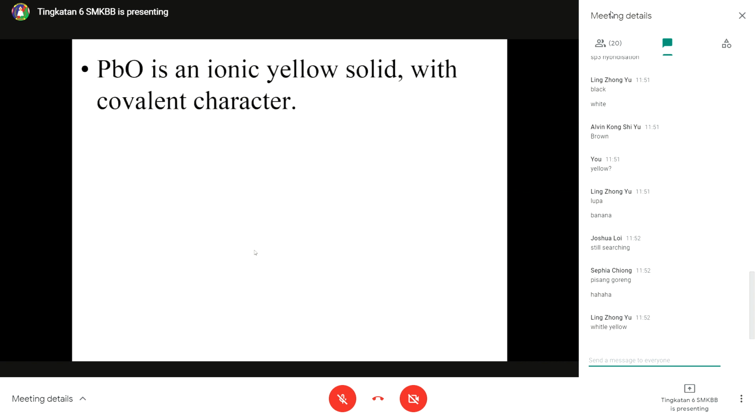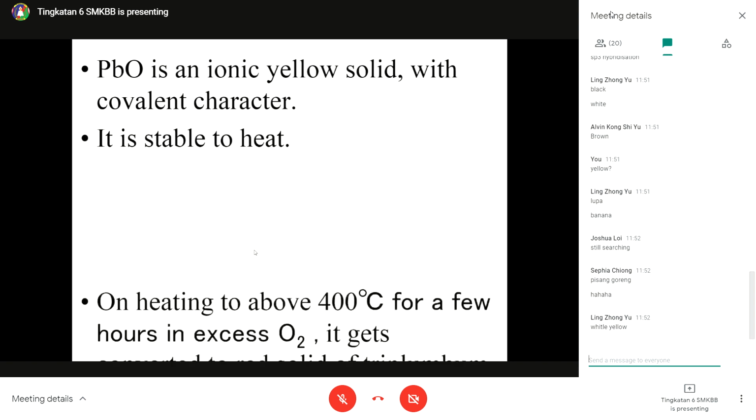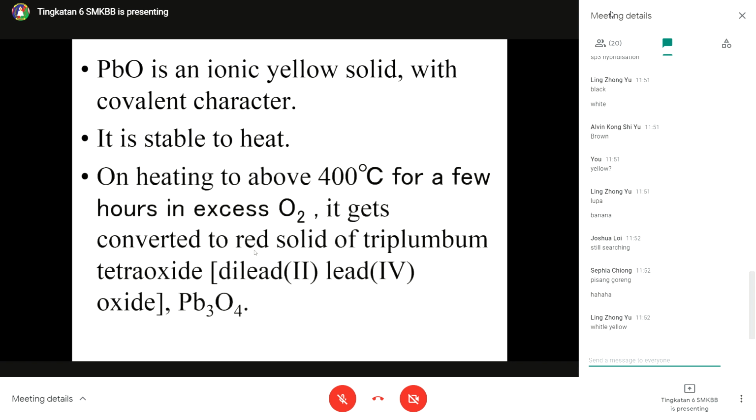Okay, of course, it is an ionic compound, but with quite strong covalent character. And then of course, it is stable to heat. In other words, it's not going to decompose easily. If you heat it strongly, let's say above 400 degrees Celsius, then you find that it still will be converted, but you need to know it's not converted to PbO4, whatever. It is converted to triplumbum tetraoxide.